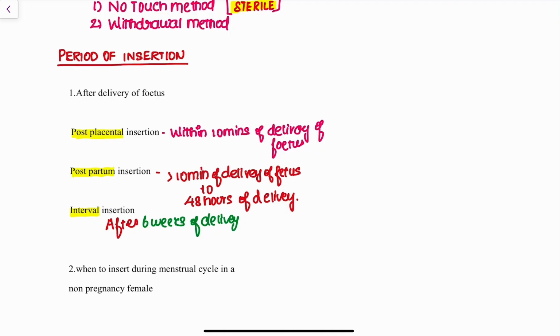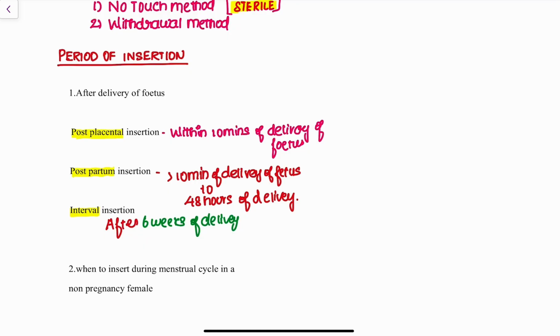Now coming to the second category. The second category is when you are going to insert in a non-pregnant female. So in a non-pregnant female, when can it be inserted? Ideally it can be inserted at any time. But if you are going to introduce it during the proliferative phase, it is well and good.